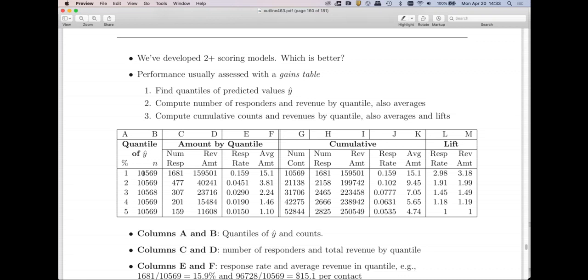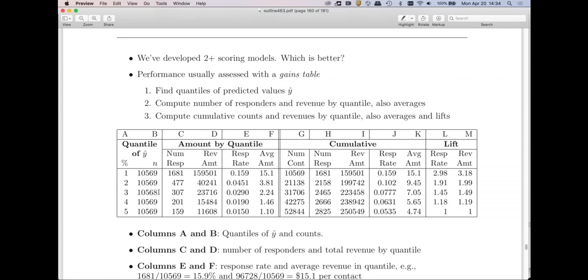And these quintiles are just based on the predicted values. So this first row consists of the 20% of my database, the 10,569 people with the highest scores. The next decile would be the next 10,569 people with the best scores. You're going to see that not all of them have exactly 10,569.